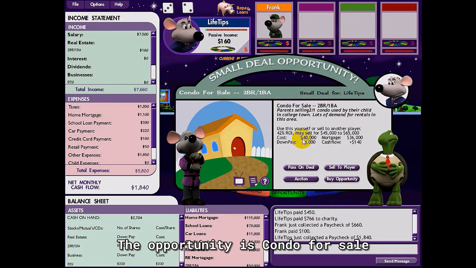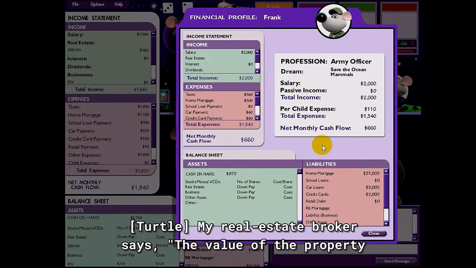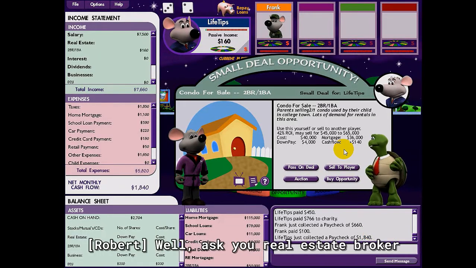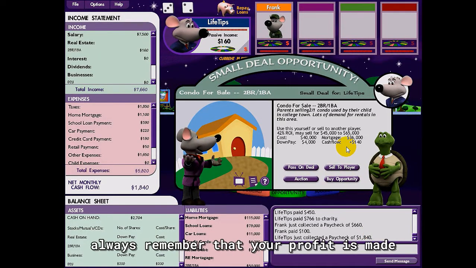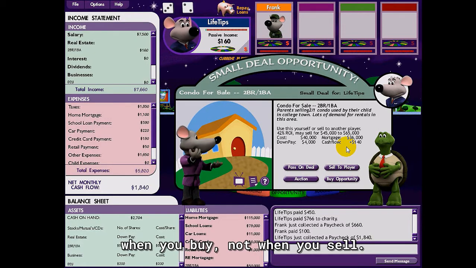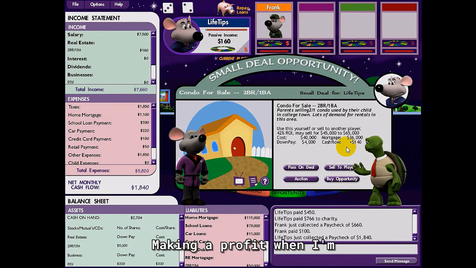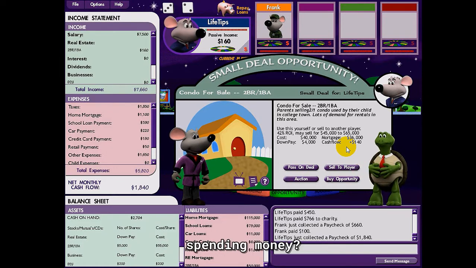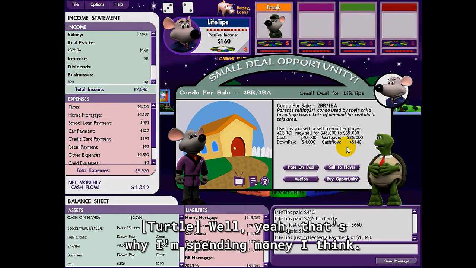Okay, the opportunity is condo for sale. My real estate broker says the value of the property will go up in value. What do you think? Well, ask your real estate broker if they have a crystal ball. Always remember that your profit is made when you buy, not when you sell. But I'm spending money in buying, so how does that work? Making a profit when I'm spending money? Do you hope the investment will go up in value? Well, yeah, that's why I'm spending money, I think.